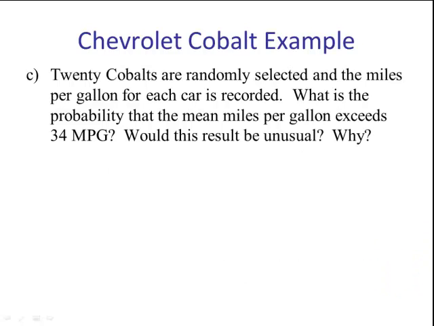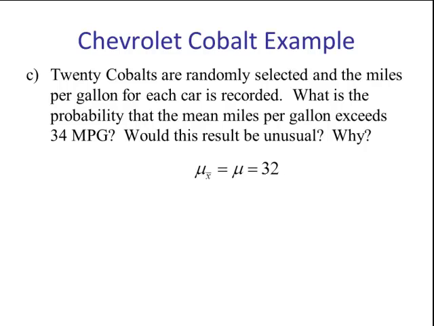Part C. 20 Cobalts are randomly selected and the miles per gallon for each car is recorded. What is the probability that the mean miles per gallon exceeds 34 miles per gallon? Would this be unusual? Why? Just as before, now we are talking about a sample size of 20, so we have to look at the distribution of the x bars.